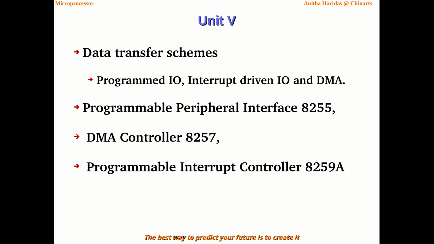In the fifth unit of microprocessor course, we are currently discussing the data transfer schemes. Apart from data transfer schemes, we need to understand the features and architecture of three microcontrollers: 8255, 8257, 8259A. These are the three controllers we will be discussing in the fifth module.